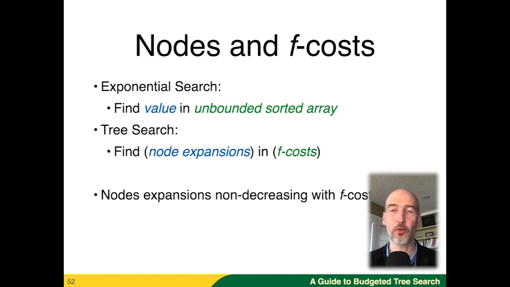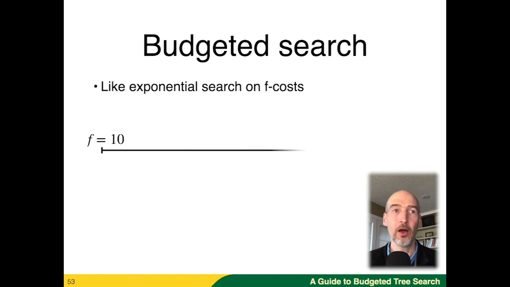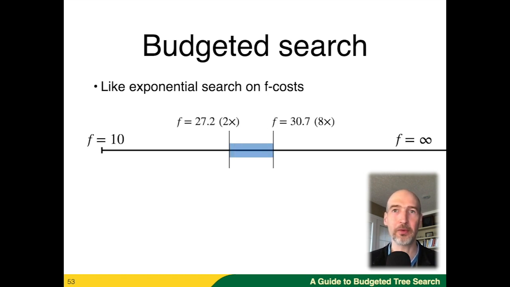So we're going to be looking for an f cost that causes the node expansions from one iteration to the next to grow exponentially. Okay, so what we imagine here is we've got f cost 10 at the bottom, f cost infinity at top. We've got the f costs being mapped on this line. So maybe 27.2 is going to cause the node expansions to grow by a factor of 2. 30.7 would cause them to grow by a factor of 8.